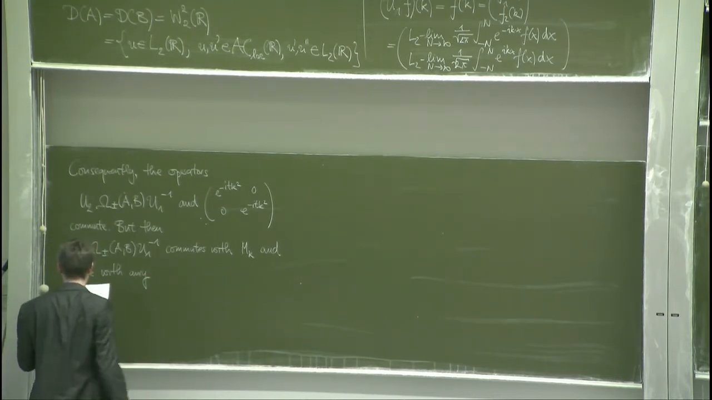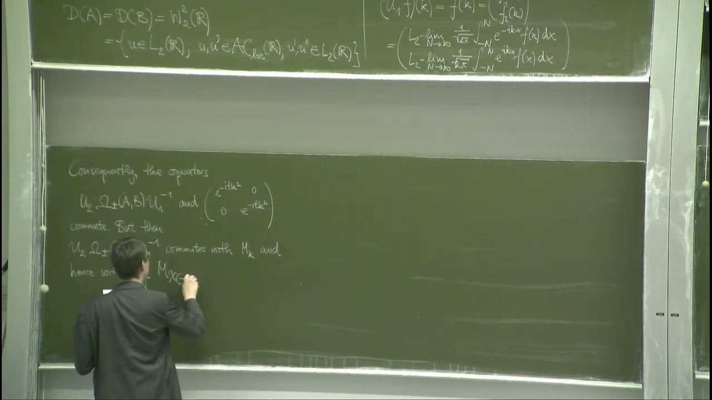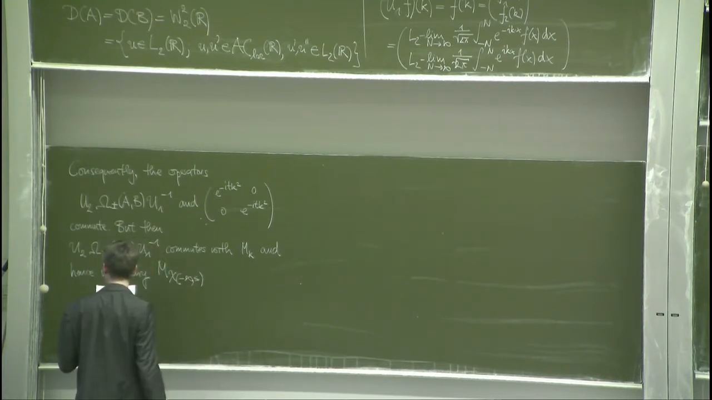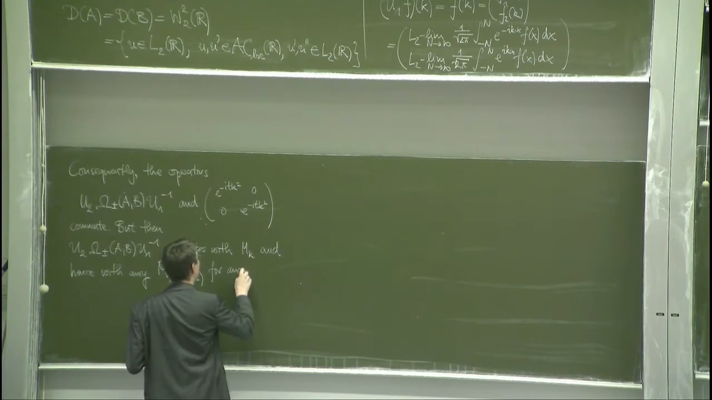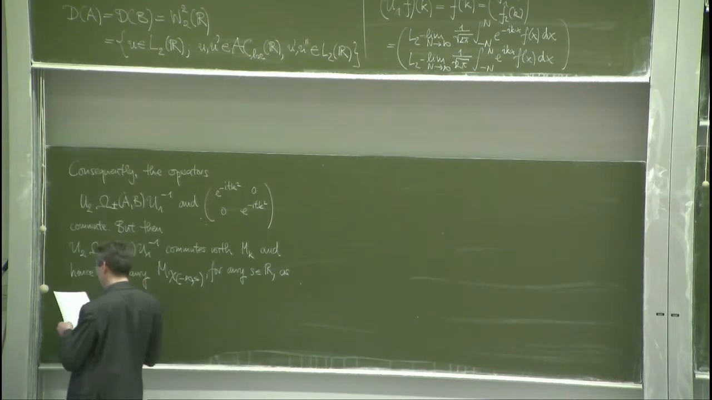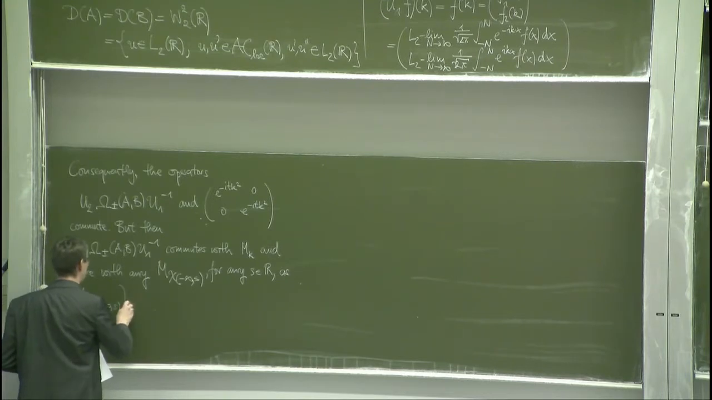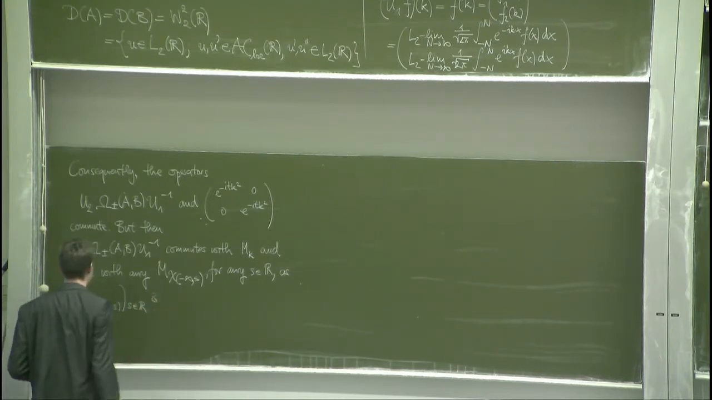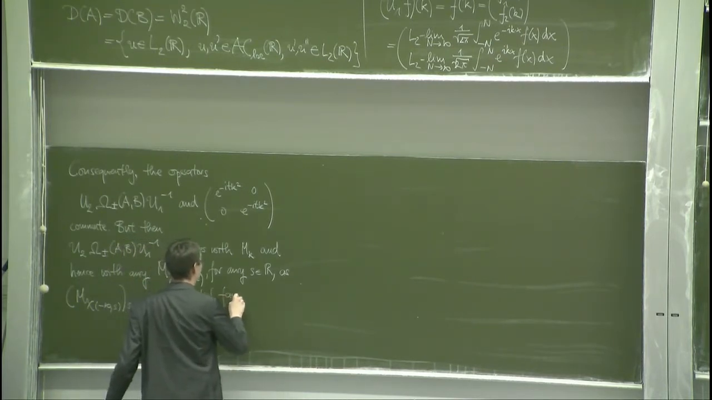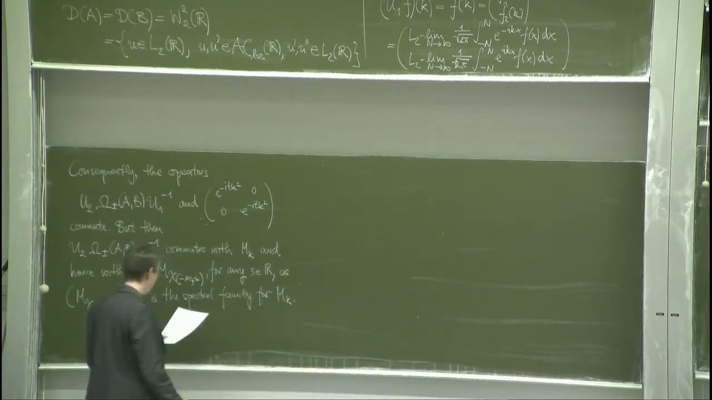any of the operators, multiplication with a characteristic function corresponding to the interval from minus infinity to s, for any s in R, because of the fact that this family here is the spectral family associated with the multiplication operator with the variable k.